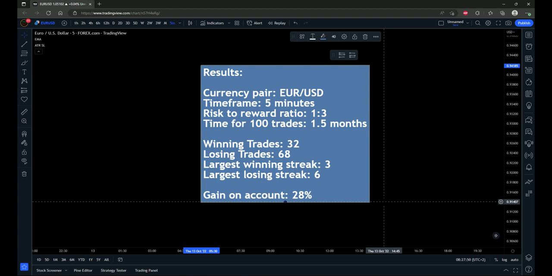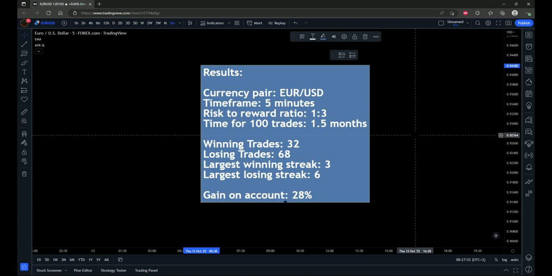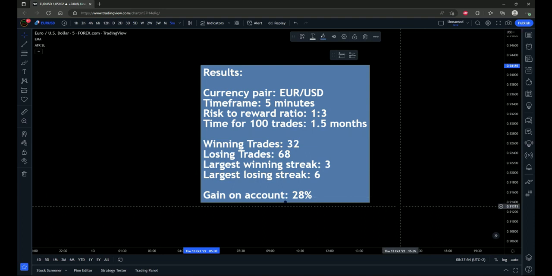So don't look at it as, oh, it's a 32% win rate, this strategy sucks, because it still made money at the end of the day. So 28% is still very good and only took 1.5 months. So let's put it on the strategy ranking spreadsheet and see how it stacks up.